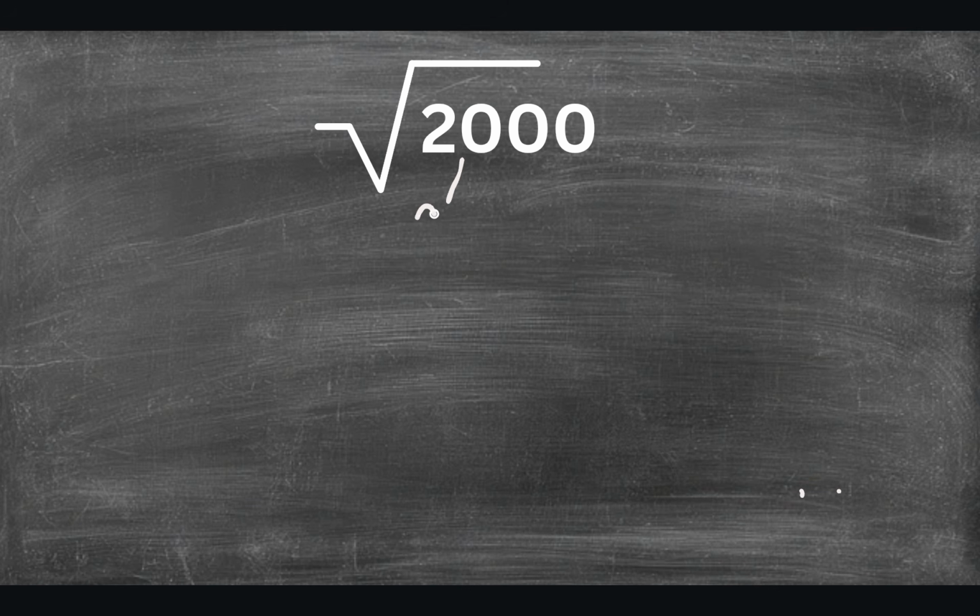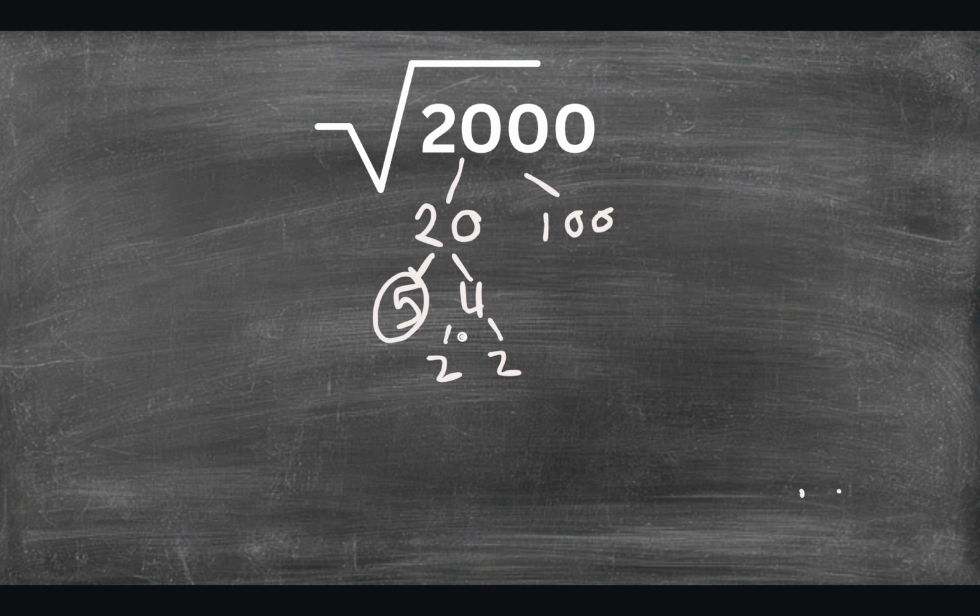So let's go ahead and begin with it's divisible by 100. So I'm going to go 20 times 100. So let's next focus on 20. We have 5 times 4. 5 is prime, and then 2 times 2 is 4. So we're down to prime numbers for 20.